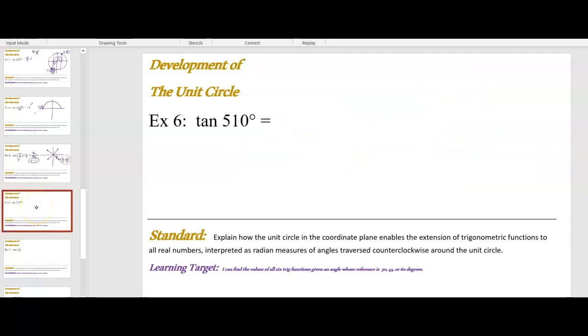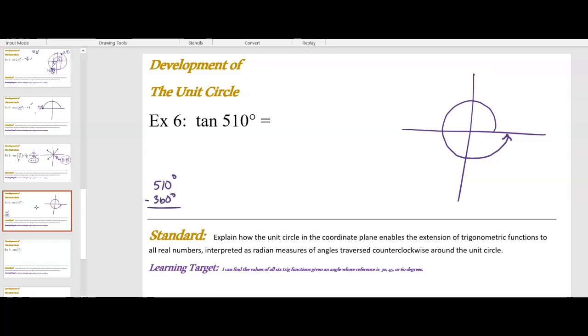Tangent of 510. Now, we finally use reference angles and coterminal angles. So I know 510 is more than 360. 360 degrees, right? And then some. So I'm going to take 510, subtract 360. That gives me 150 degrees. So 150 degrees takes me to there.